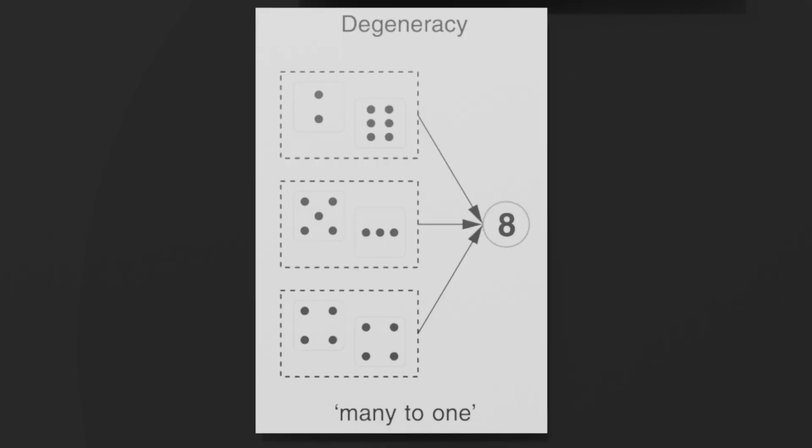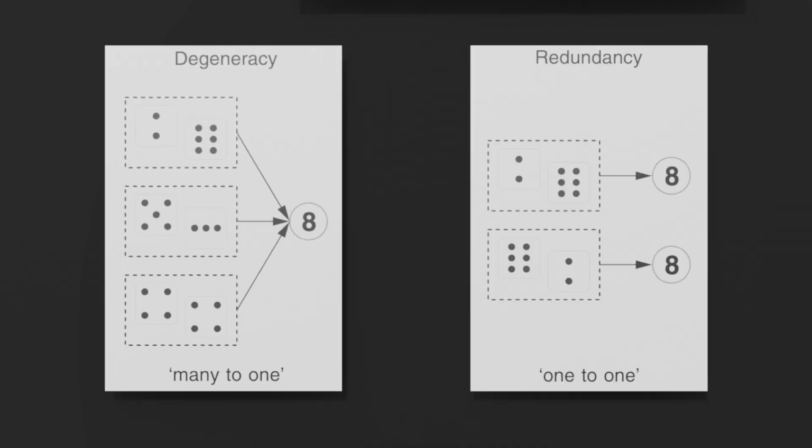Using dice for example, if our main output is to roll an 8, in a degenerate system, we can roll a 2 and a 6, or a 3, then a 5, or 2 4s. We see that different elements result in the same output, versus redundancy, where we would roll a 2 and a 6, and then a 6 and a 2, same elements, same outcomes.